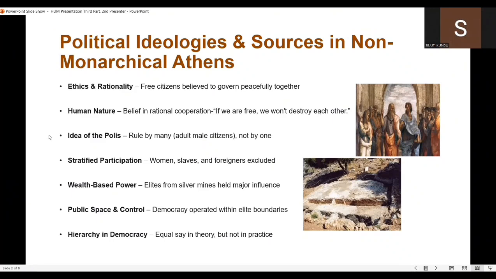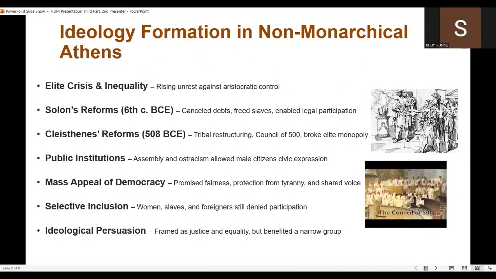Moving forward to the next slide, ideology formation in non-monarchical Athens. Athenian ideology did not arise from theory alone. It was a response to elite failure and growing inequality. Solon's reforms such as debt cancellation and freeing slaves opened up political space for the lower classes. Later, Cleisthenes reshaped tribes and created the Council of 500, breaking aristocratic monopolies and giving rise to civic identity over birthright. Public institutions like the assembly and ostracism helped legitimize citizen voice, though again only for male citizens. While democracy promised fairness, it still systematically excluded women, foreigners, and slaves.